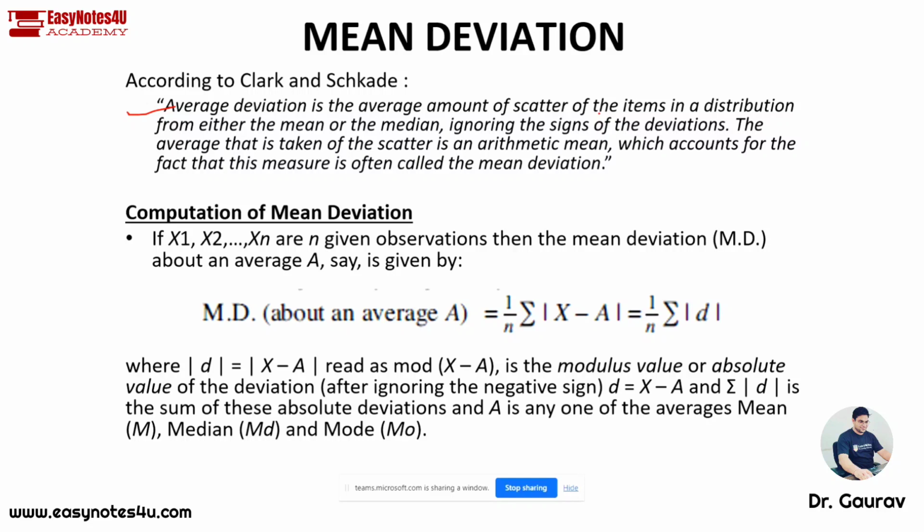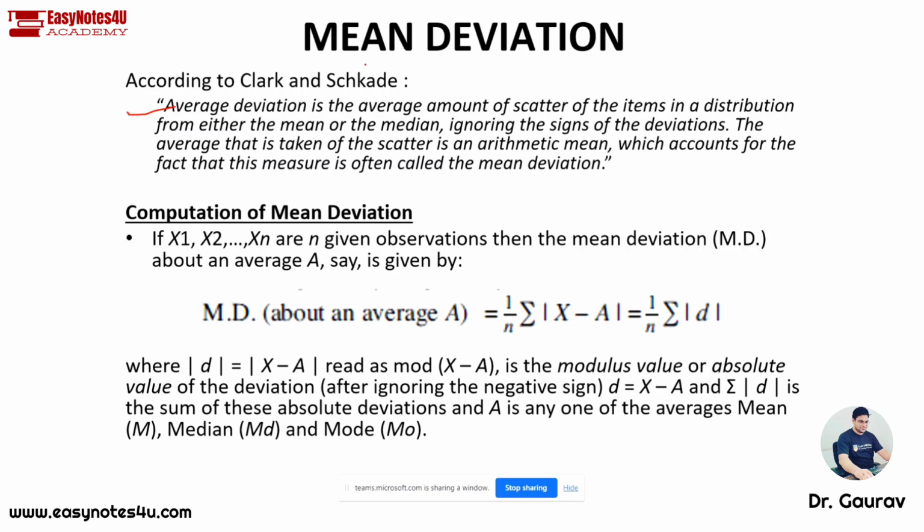So in that we have to calculate the deviation from each and every value. After taking the deviation from the mean, we ignore the minus sign. If in the deviation there is a minus sign, we will ignore it. We just have to see how the data is scattered, how the data is spread from the mean value. That is called the mean deviation.